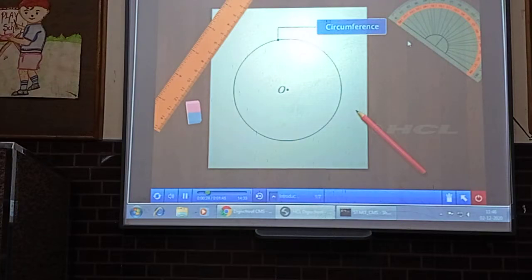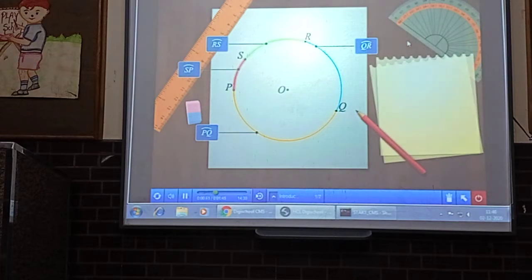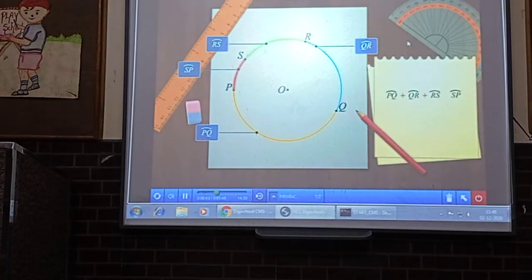Do you know that the circumference is the longest arc of a circle? A circumference, in fact, is made up of arcs. For example, the circumference of this circle is made up of arcs PQ, QR, RS, and SP. In other words, if we add up the lengths of all these arcs, we get the circumference of the circle.